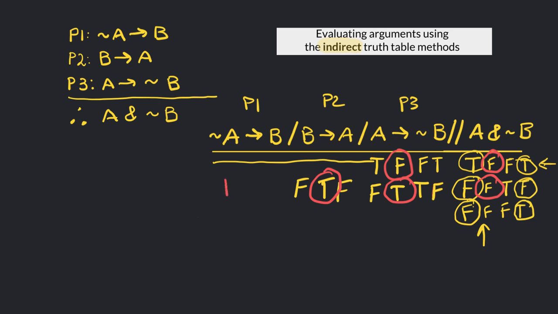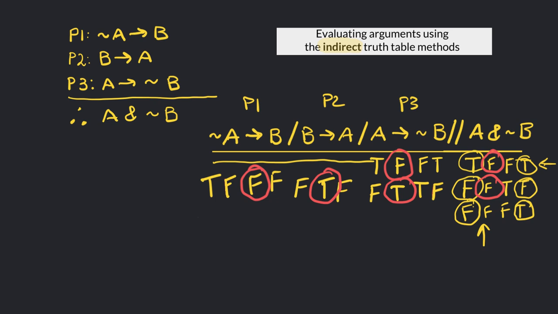A is false. B is false. So if A is false, that means tilde A is true, which makes the conditional false. So we can't do it. We can't apply it for row 1. We can't apply those truth values consistently under the assumption of invalidity for row 2.